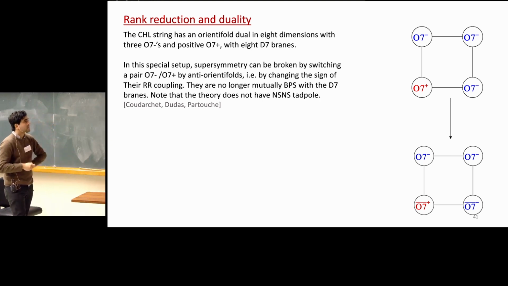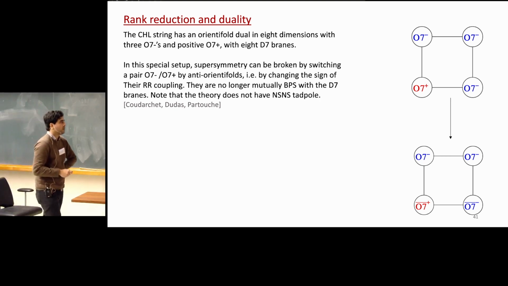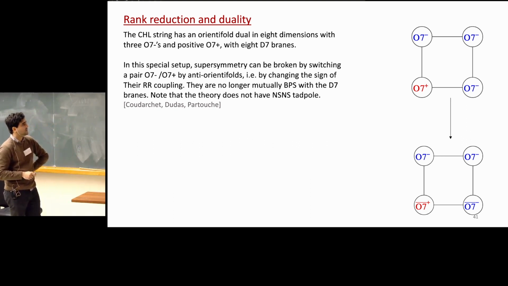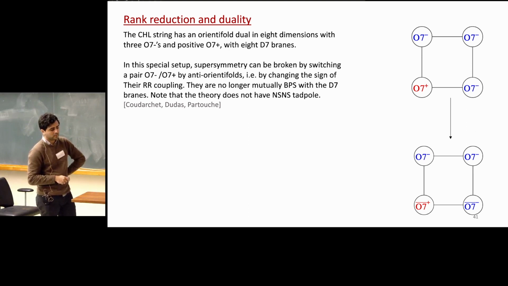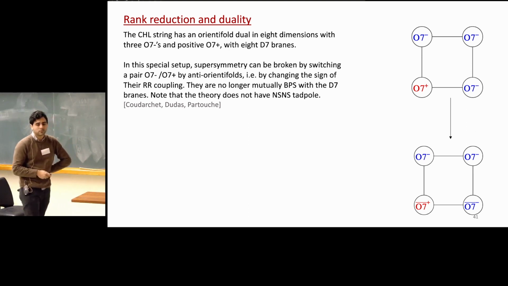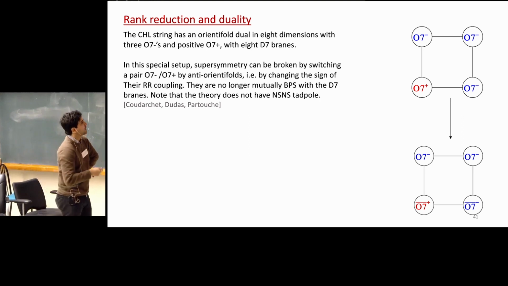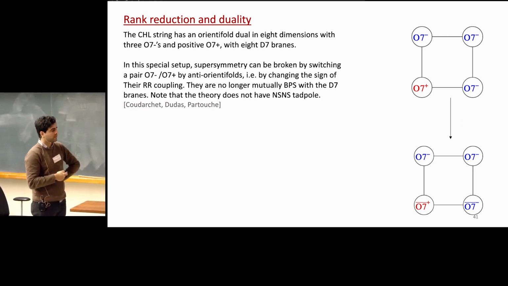Now, in this special case, you can break supersymmetry by conjugating the RR charge of these two orientifolds. So you exchange these two by anti-orientifold planes. Now you still have D7 branes, so they are not mutually BPS and supersymmetry is broken, but you don't have a tadpole. So you don't have a tree-level energy, which is something that usually appears in brane supersymmetry breaking constructions like this. This is a model that was put forward by Kuntzler, Dudas, and Partouche in 21. I didn't put the date, but it's fairly recent.